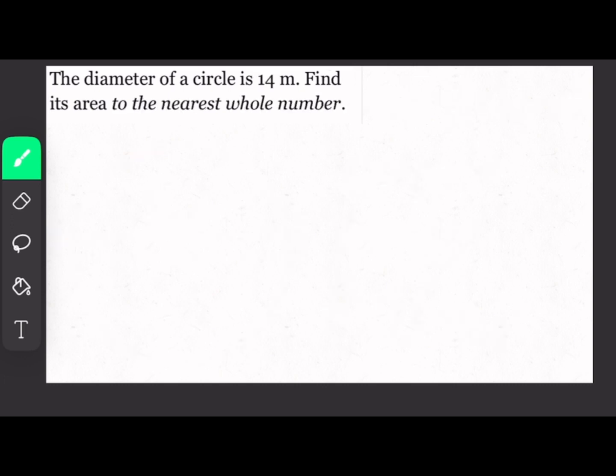The diameter of a circle is 14 meters. Find its area to the nearest whole number. Again, should be easy, the exact same thing.